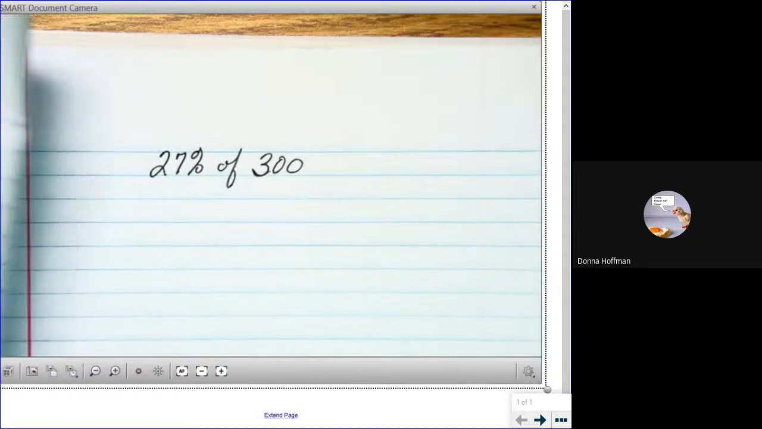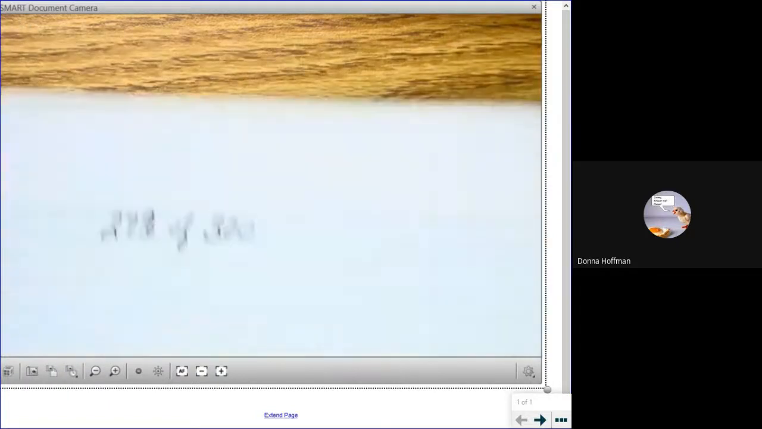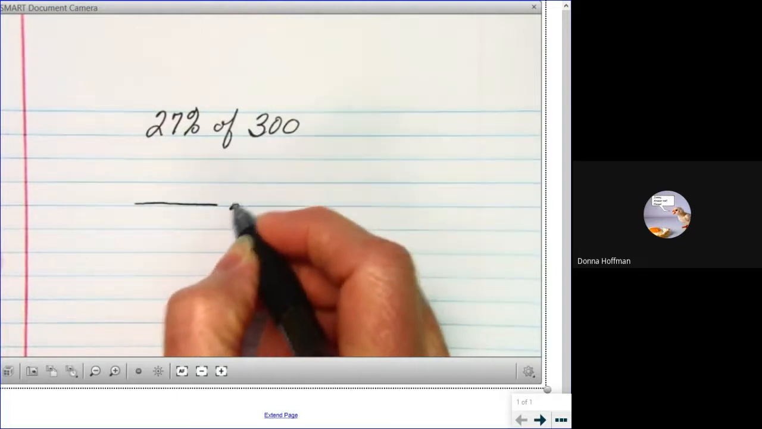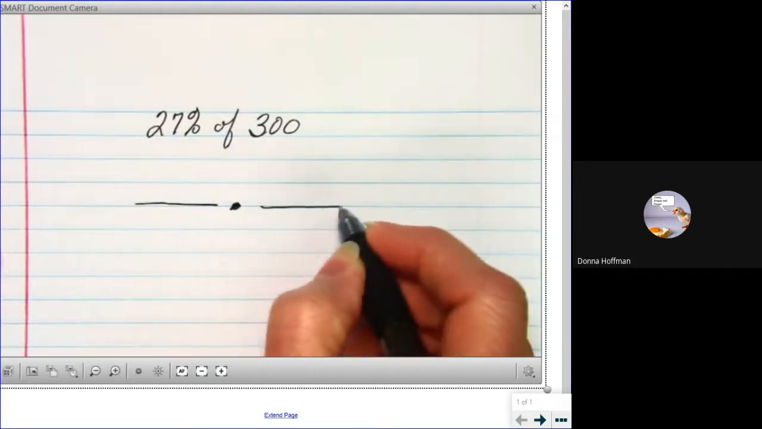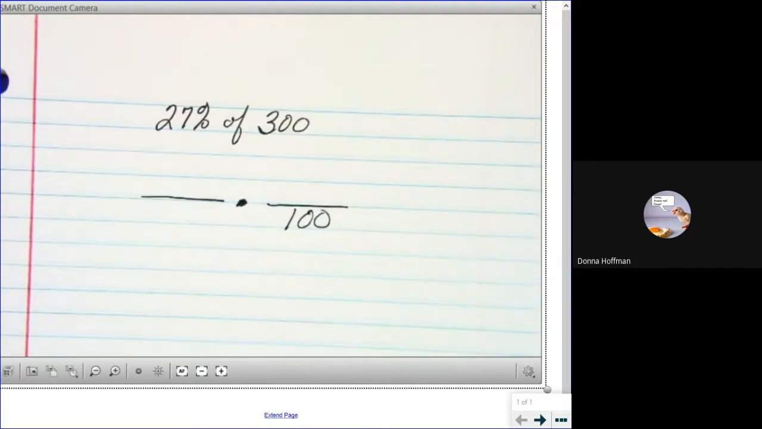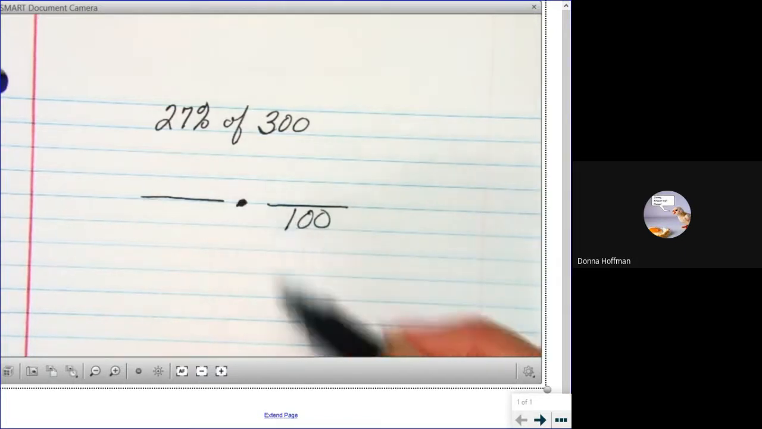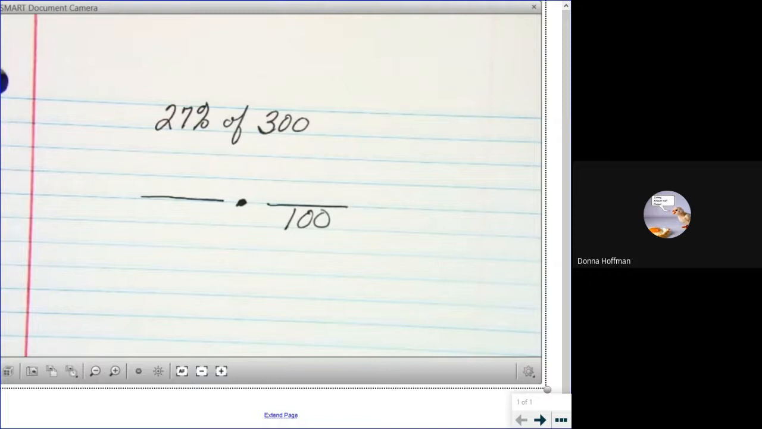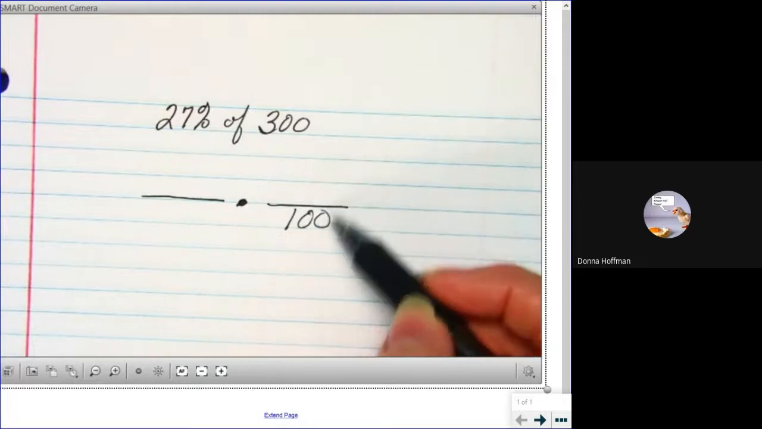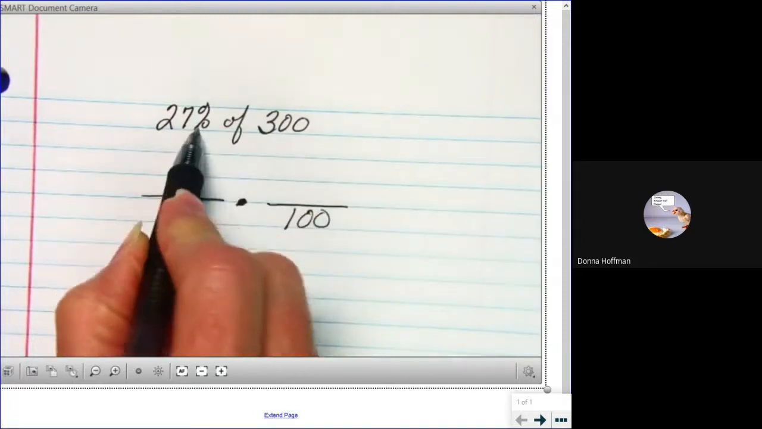And anytime you're doing this, you're going to set up your format to prepare for incoming, and then you're just going to plug your numbers where they belong. Now remember, this is the is over of format, is over of percent over whole. This 27% goes over the 100 because this percent is your 100.